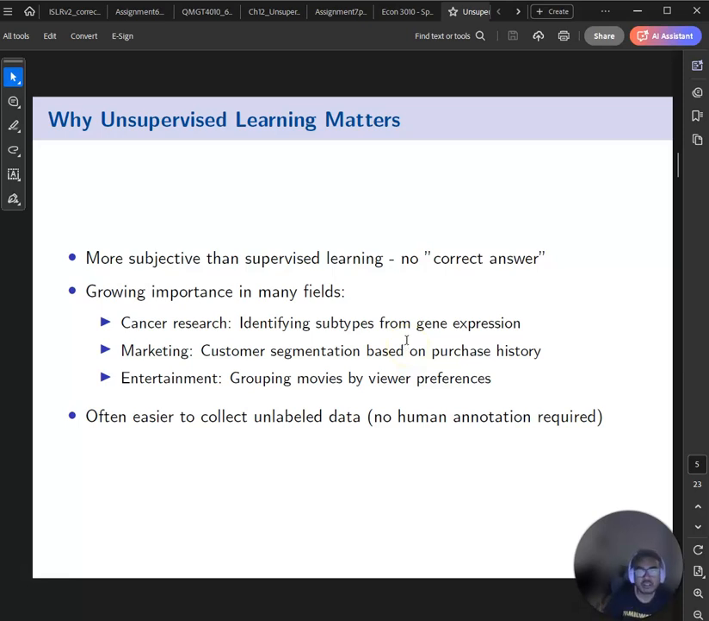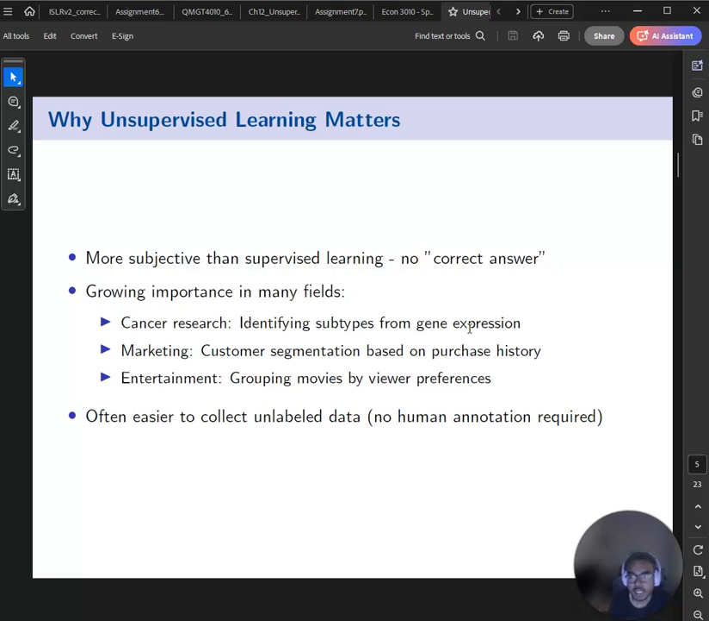You might be wondering why unsupervised learning is important, especially when we have so many supervised learning tools. Well, there are several important reasons why unsupervised learning can matter. First, it's worth noting that unsupervised learning is more subjective than supervised learning. There is no single correct answer we are trying to predict, which means different approaches might yield different insights, all of which might be valid.